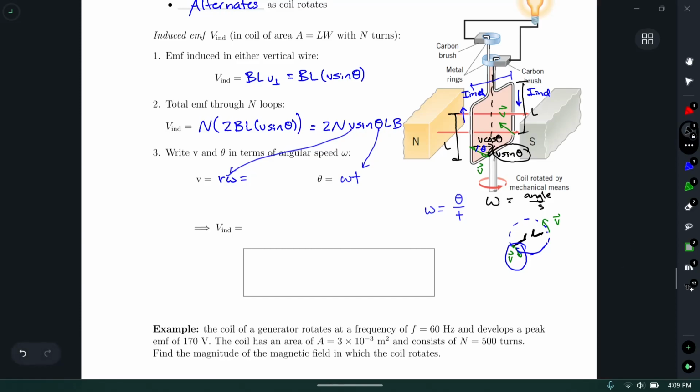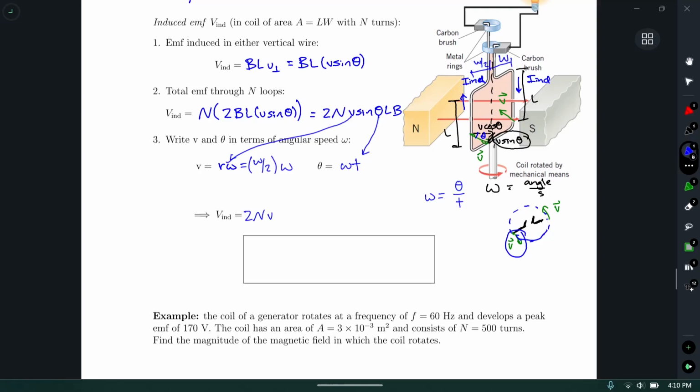I'll call the width of the loop w. So not omega, but w. And so the radius is half that, or w over 2. So that's what should go here for my radius at which each vertical wire is rotating. W over 2 times omega. If I carry what I had up above down here, I substitute in w over 2 omega for the linear speed, sine omega t for the angle theta, LB. Those 2's will cancel. I've got w times l in this expression.